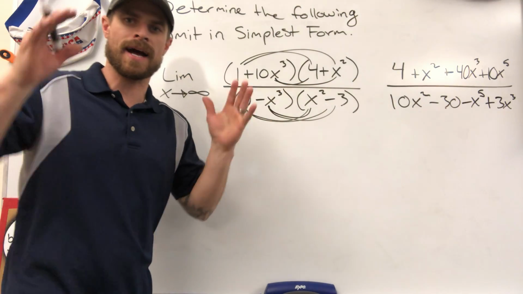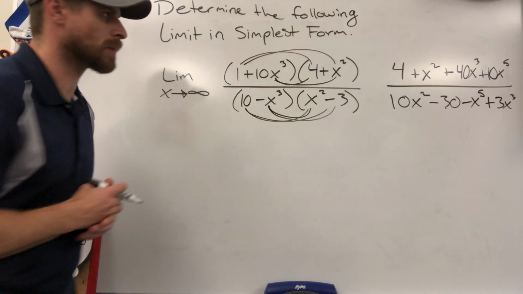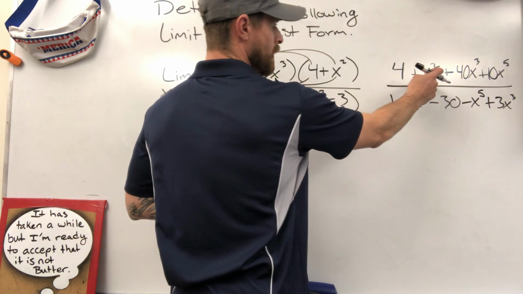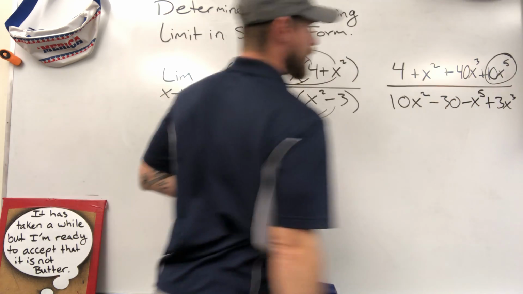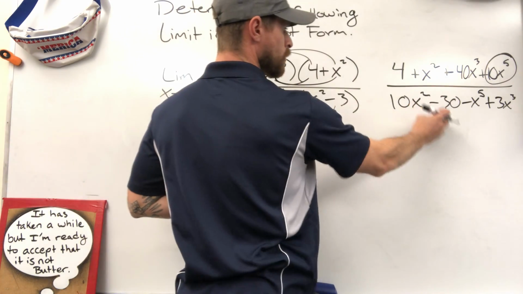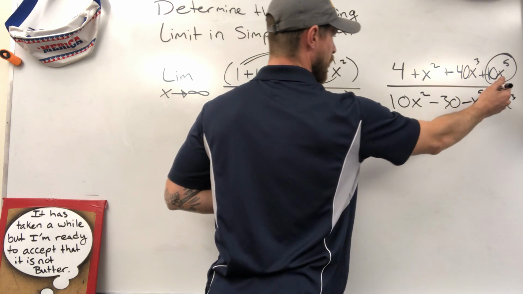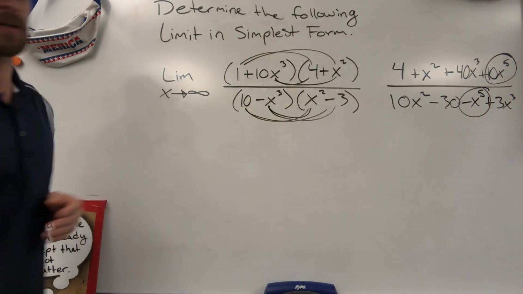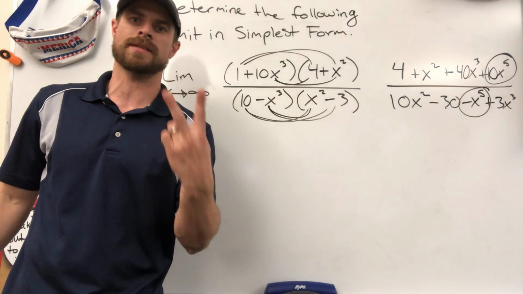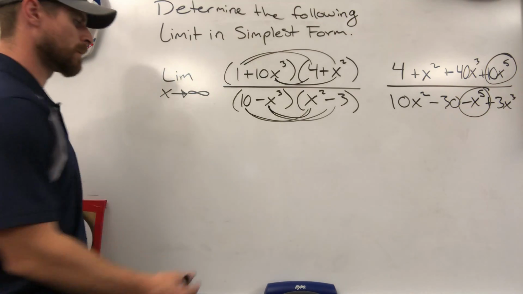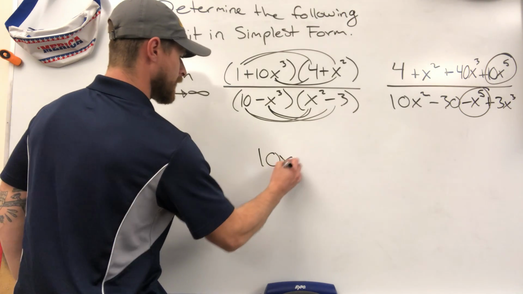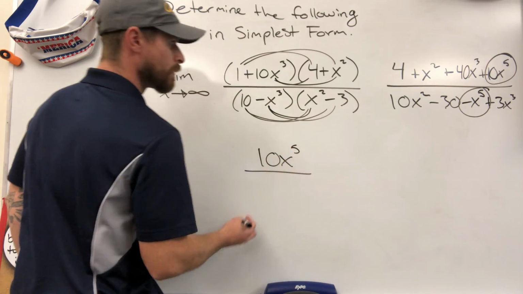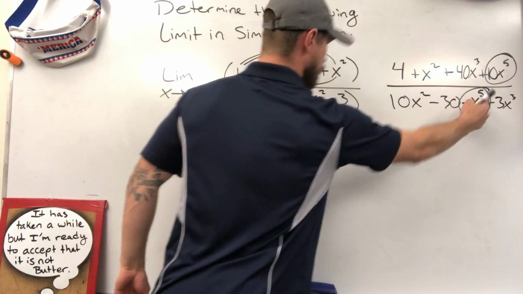Now all we need to focus on is the ones with the highest degree, the ones with the highest exponent above them. So we've got a constant, a power of 2, power of 3, power of 5. That right there is our highest exponent. Power of 2, constant, power of 5, that right there is going to be your highest exponent. So I circled the 2 parts that I need to use. I'm only using 10x to the power of 5 over negative x to the power of 5.